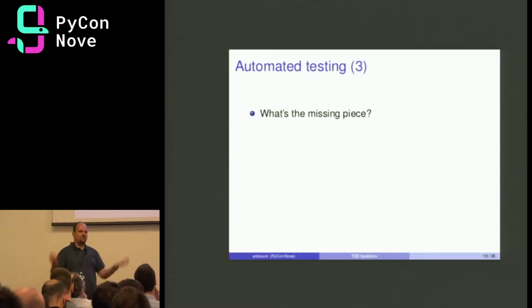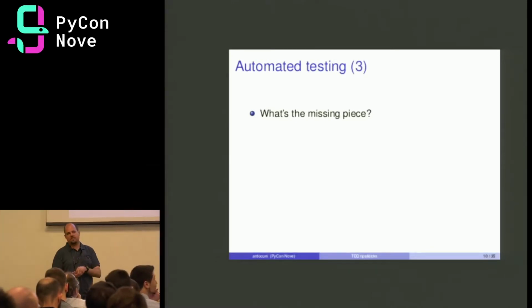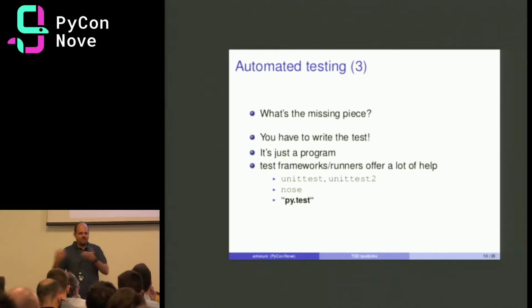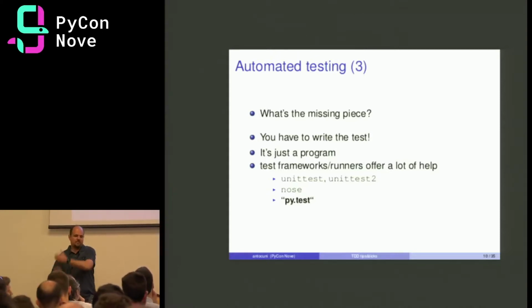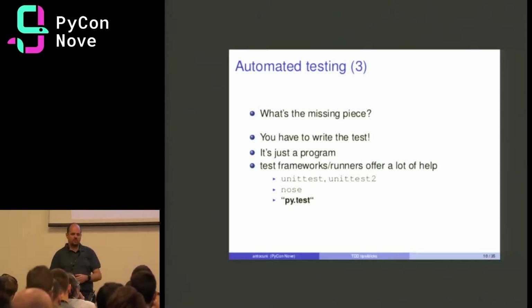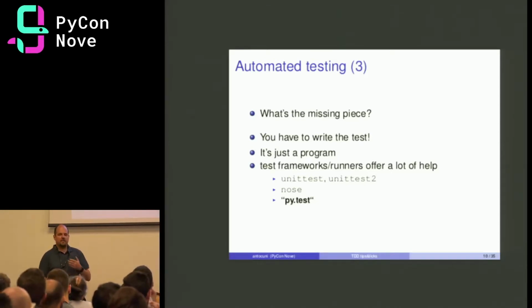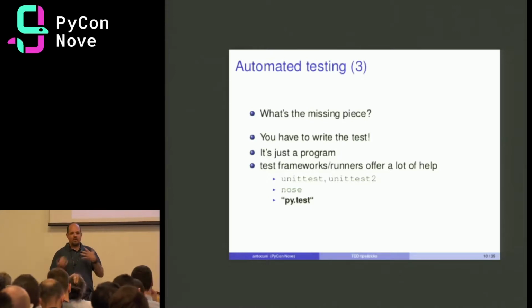Of course, all of this is a nice theory, but there is a missing piece in the puzzle, which is that we need to write a test, because manual testing is easy. You just use your application and you check with your eyes. What is a test? Actually, a test is nothing more than just a program. It's a program which executes your code, your library, your web application, whatever it is, and it programmatically checks that the output is what you expect.